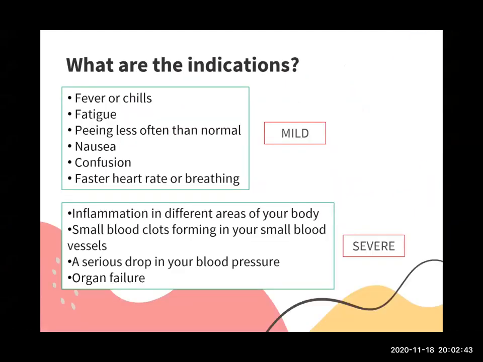Okay, what are the indications? I have listed here the general systemic infection signs that can cause fever or chills, fatigue, oliguria, nausea, confusion, tachycardia or tachypnea. The severe indications include inflammation in different areas of the body, small blood clots forming in your small blood vessels, a serious drop in your blood pressure or shock, and then multiple organ failure.